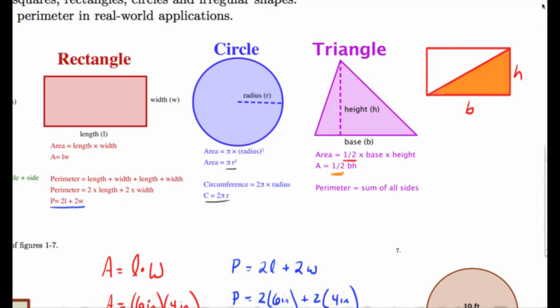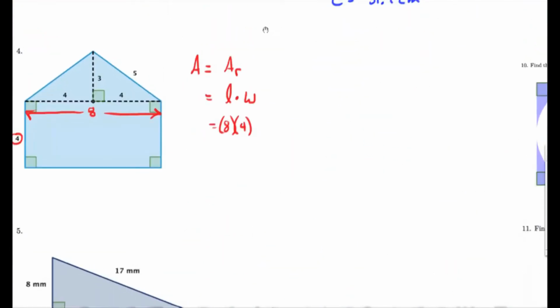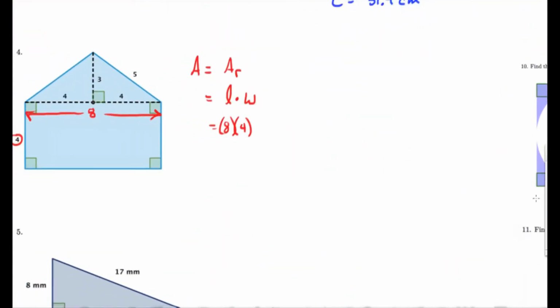Okay, so let's go solve the area here. So I've got plus 1/2 base times height. So my base is going to be 8, and my height in this case is 3. And the 5 right here plays no part in our area calculations. We'll use that later for the perimeter.